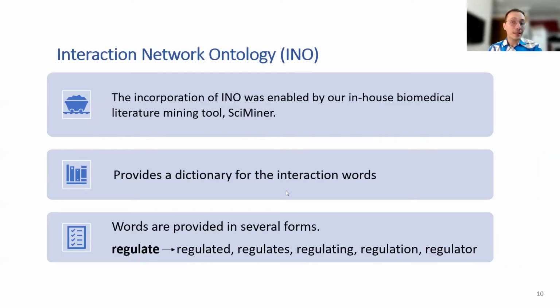So we also extend our study by incorporating INO. Actually, it was enabled by our in-house biomedical literature tool, SciMiner. INO provides a dictionary for the interaction words, and words can be found in this dictionary in several morphological forms. For example, different morphological forms of regulate are regulated, regulates, regulating, regulation, regulator. They all exist in our dictionary.